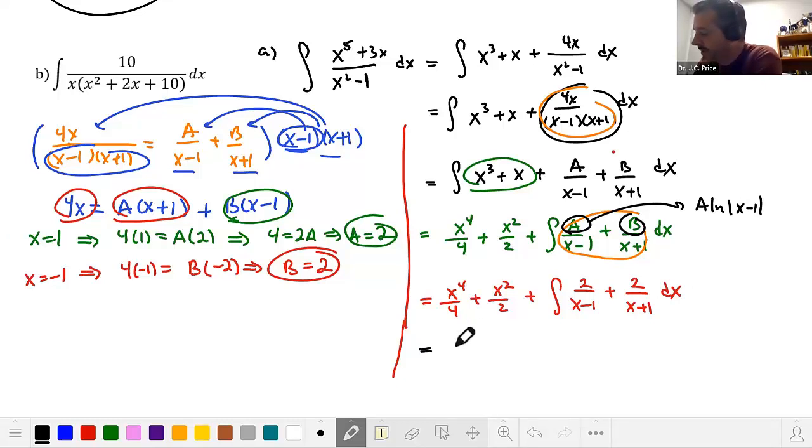And so now this is going to be equal to x to the fourth over 4 plus x squared over 2, and then plus 2 ln absolute value of x minus 1, plus another 2 ln absolute value of x plus 1.